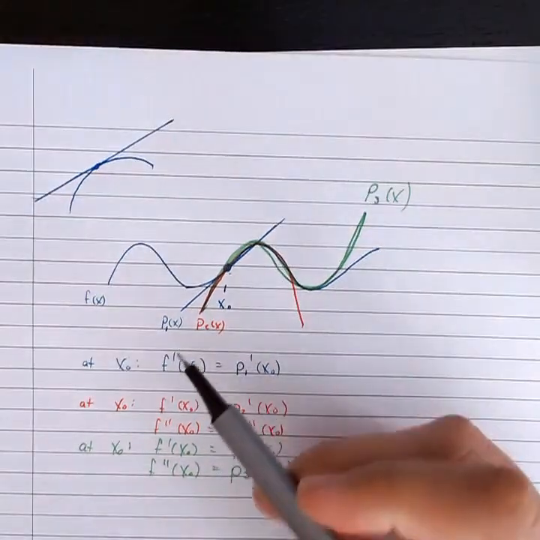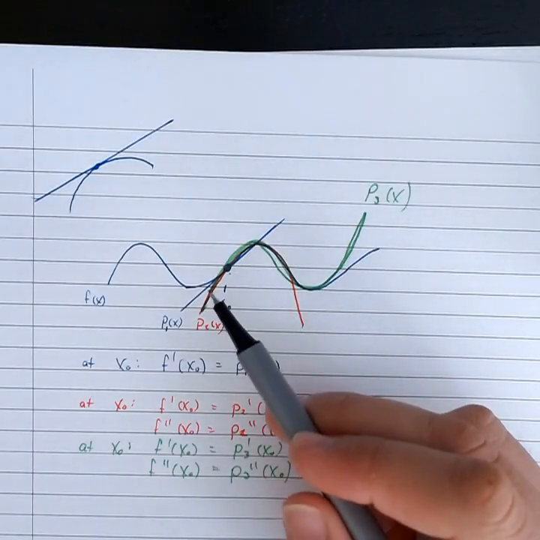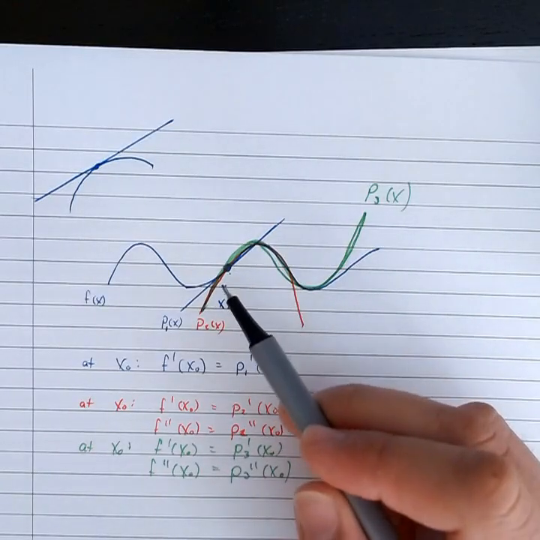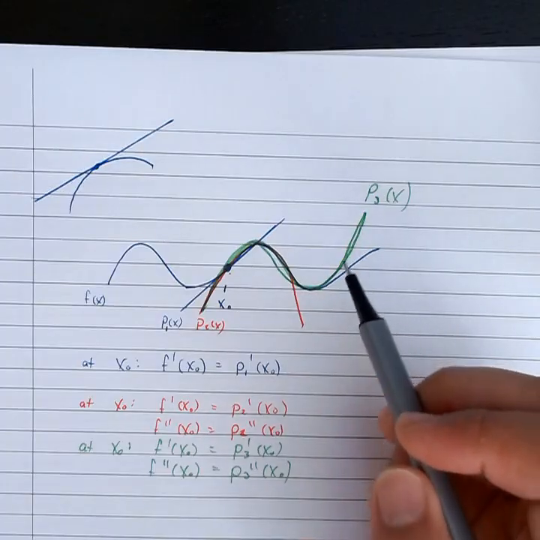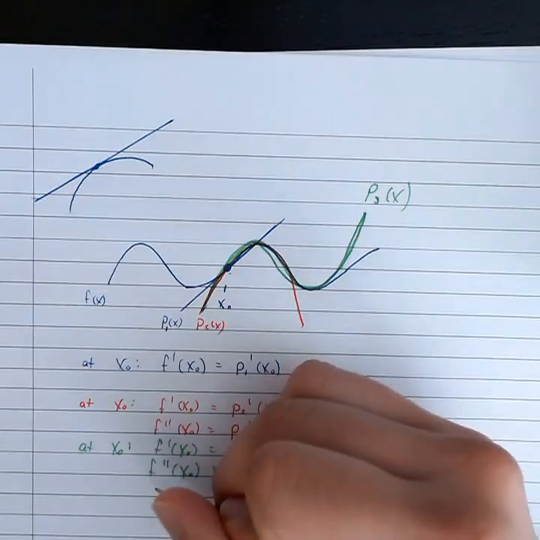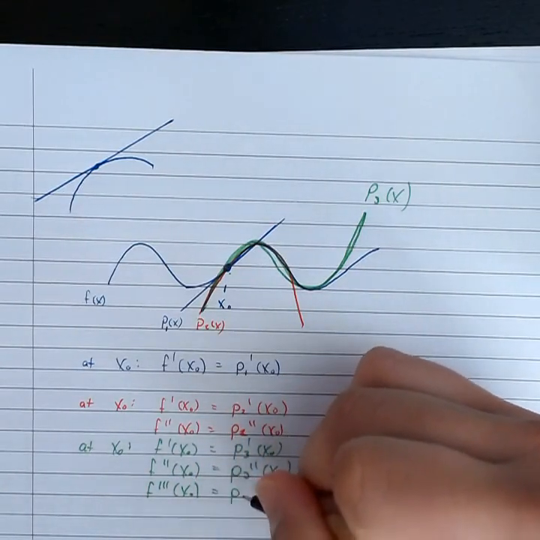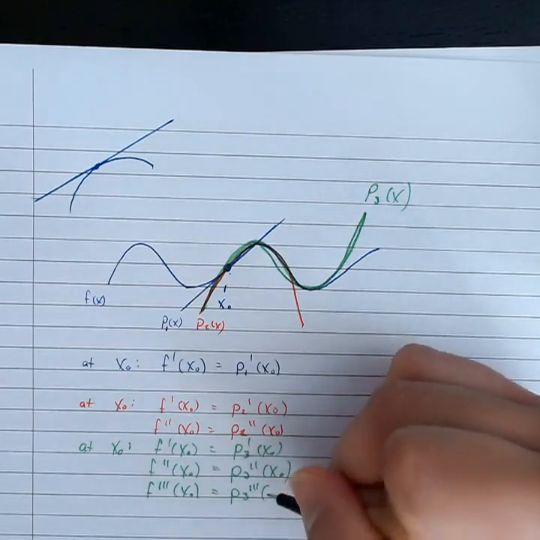But not only that, now notice we have a third degree here, which means not only do we have our same concavity, but all of a sudden we have the ability to detect an inflection. All right? So here we have the third derivative is equal to the third derivative of P3.